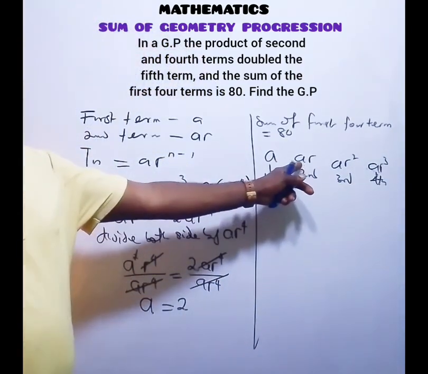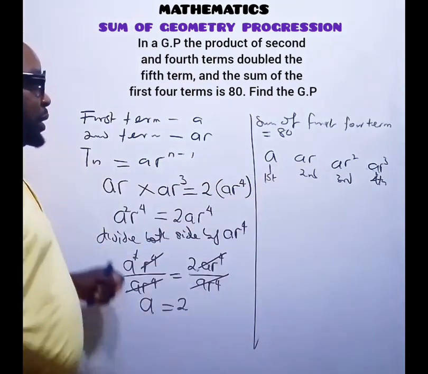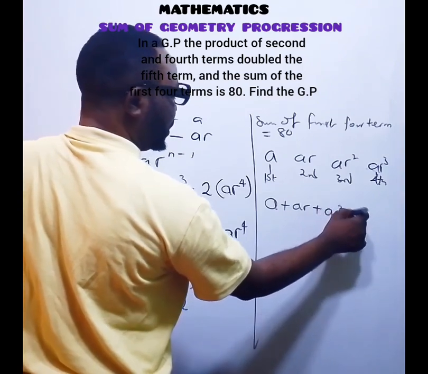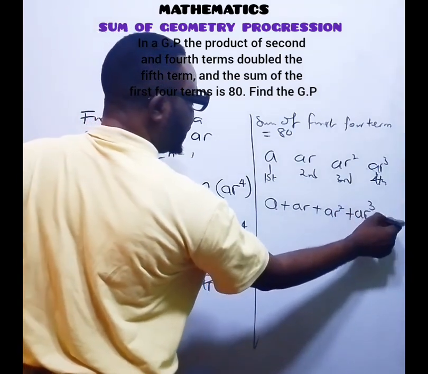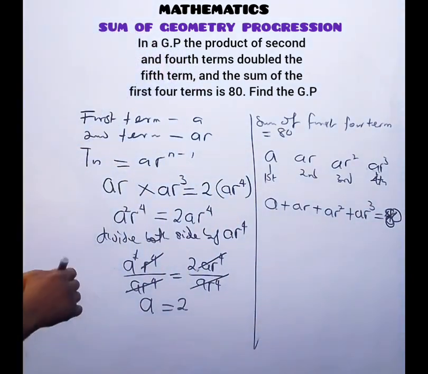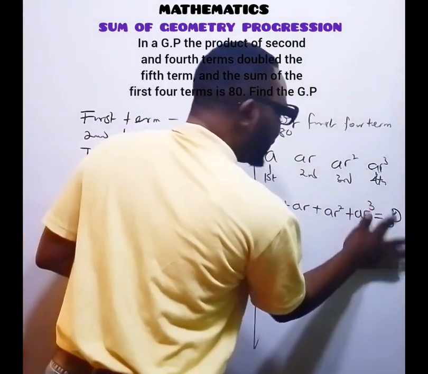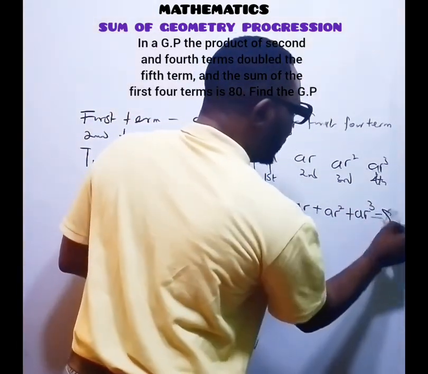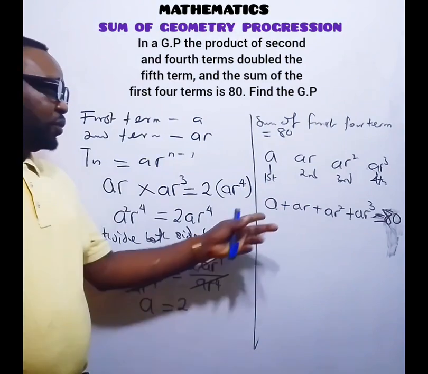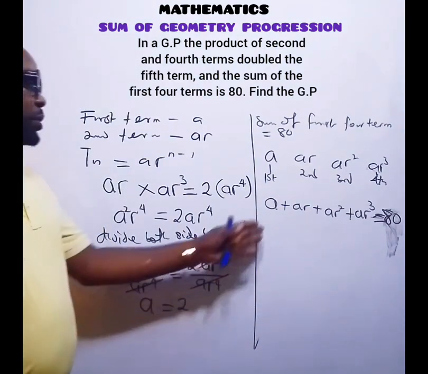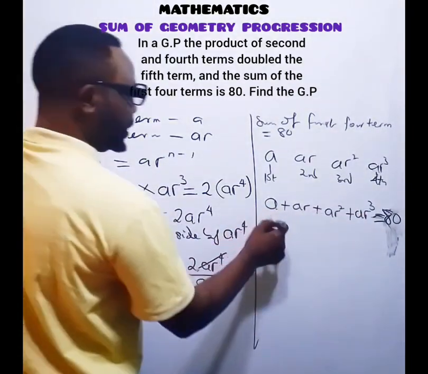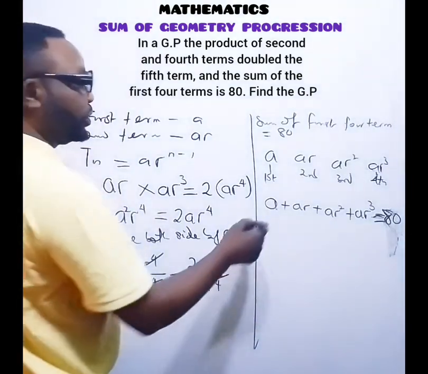The question says that the sum of the first 4 terms, so we can now say A plus AR plus AR squared plus AR raised to power of 3 is equal to 80. That is what that question tells us. Now, we have the value of A already. But instead of inserting A into each of those terms, we can look at the common factor here. The one that is common to every one of them is A.